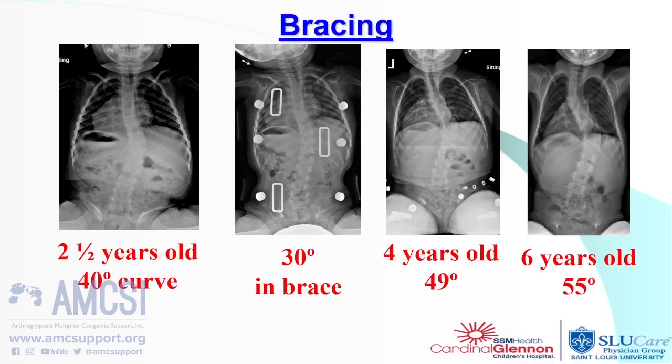And then here again, just a little travel log. A 2.5-year-old child had a 40-degree curve. We were able to hold it down at 30 degrees in the brace, and we were able to get another 3.5 years out of her. The curve was slowly progressing, but at least we got her to grow a lot more before we had to do anything surgically.